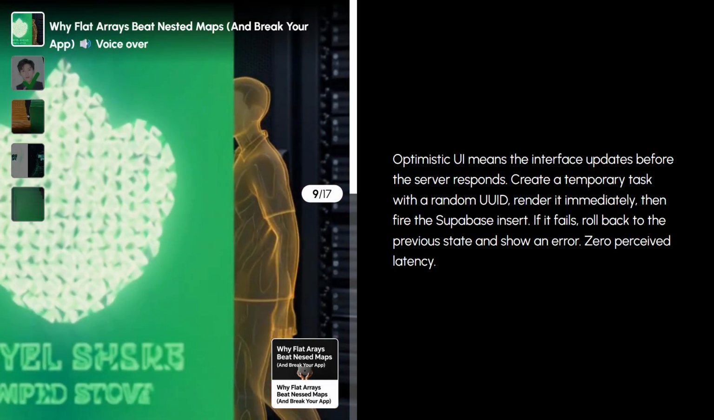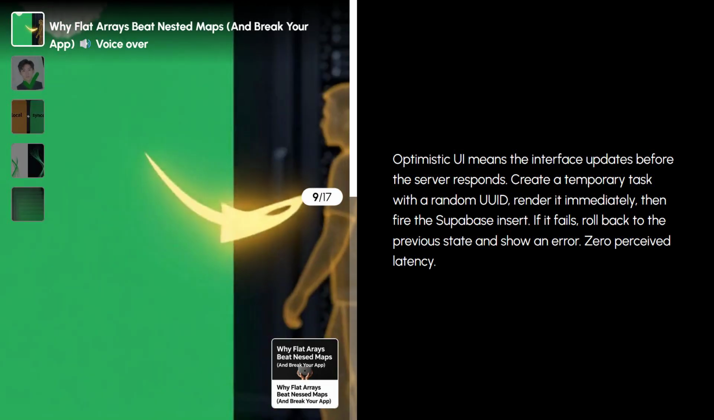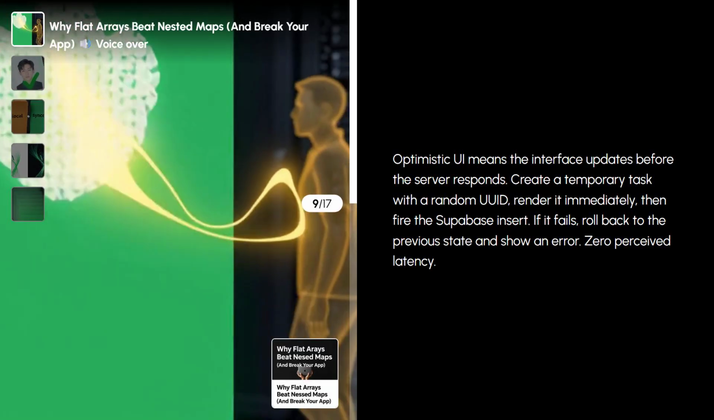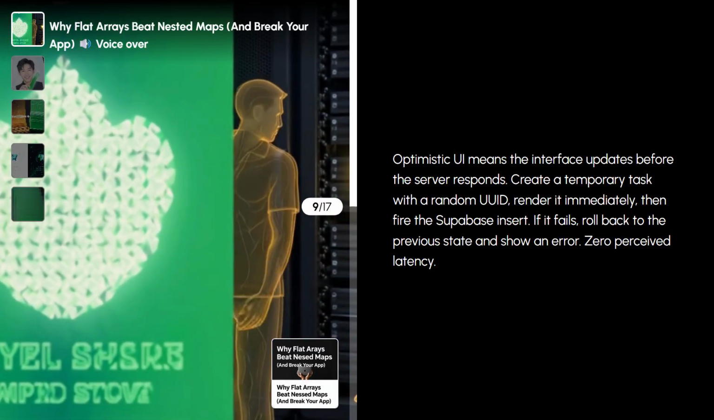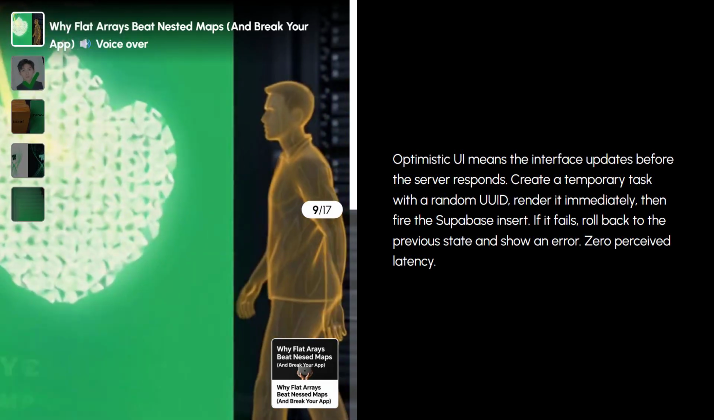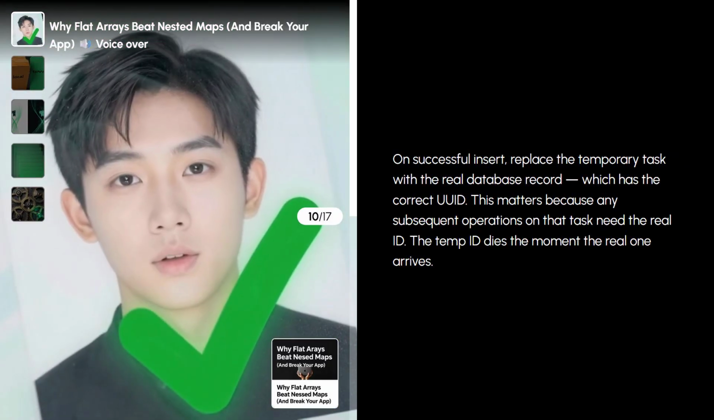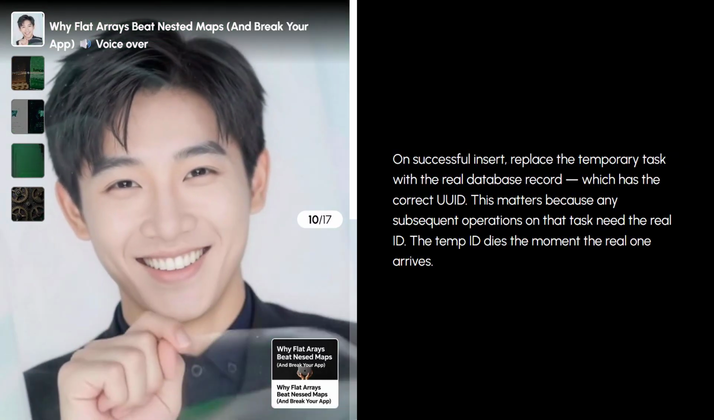Optimistic UI means the task appears before the server even knows about it. Generate a temp ID, render immediately, fire the insert in the background. If it fails, roll back and show an error. The user never waits. When the server responds, swap the temp task for the real record.